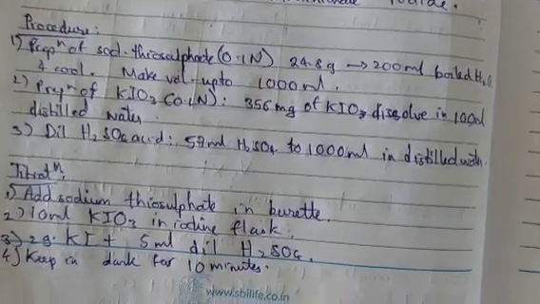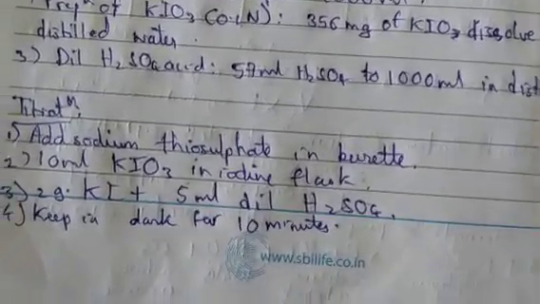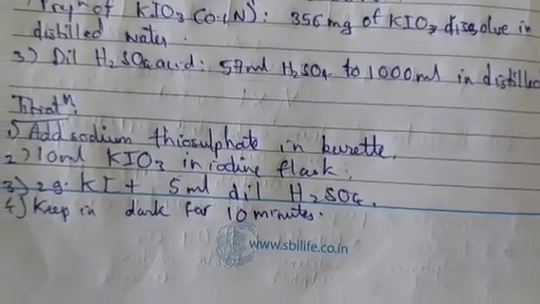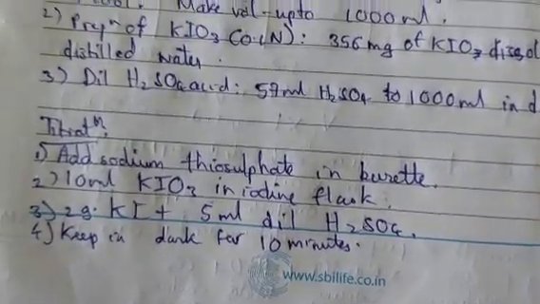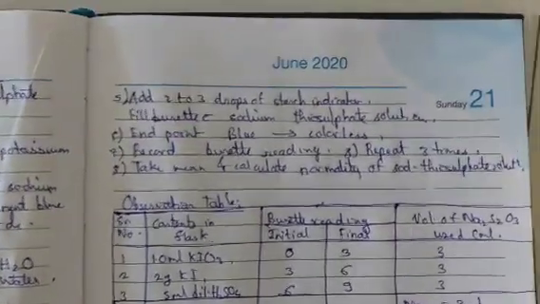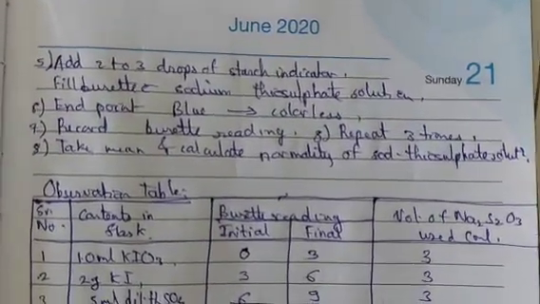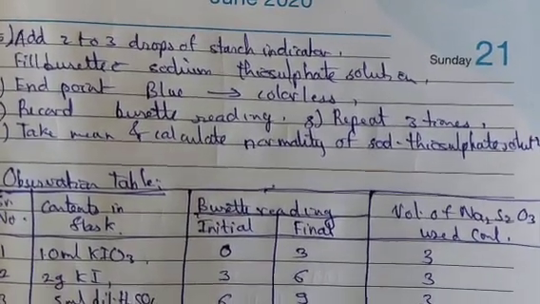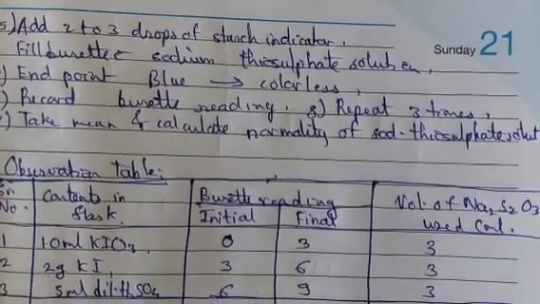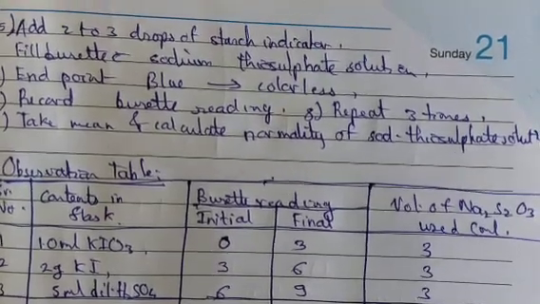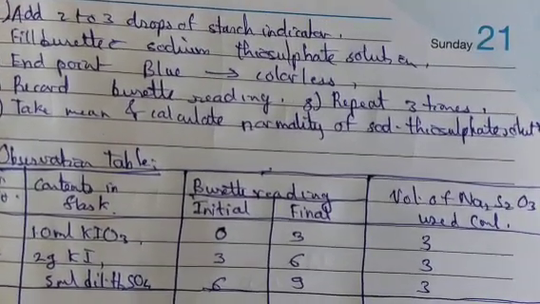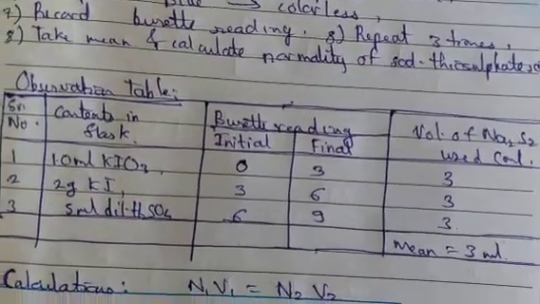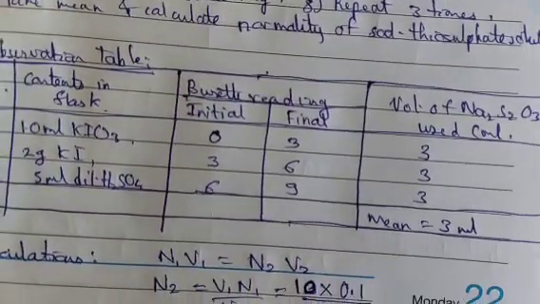According to the procedure, we took 10 ml potassium iodate in a flask, 2 gram potassium iodide, and added 5 ml dilute sulfuric acid. Then we kept it in the dark for 10 minutes, and added 2 to 3 drops of starch indicator after 10 minutes, and in the burette it was sodium thiosulphate. The color changed from blue to colorless. So we observed the burette reading and repeated it thrice. We got the final reading 3 ml.